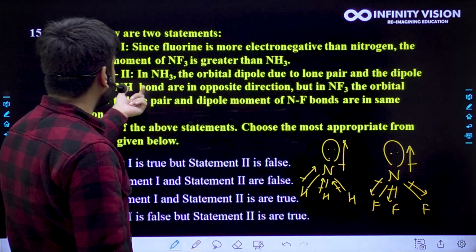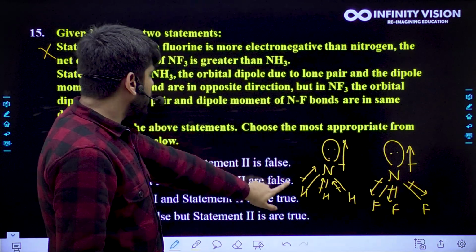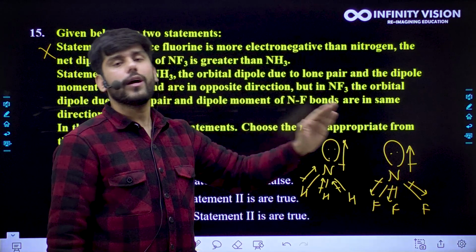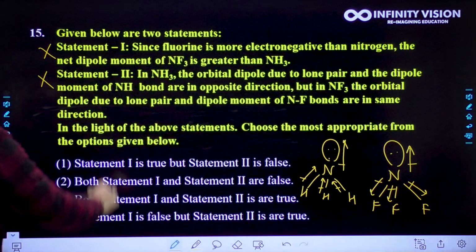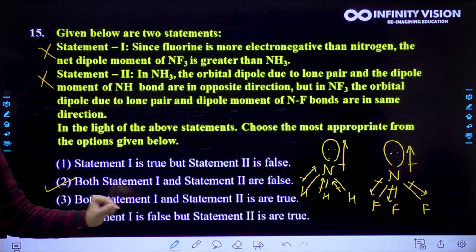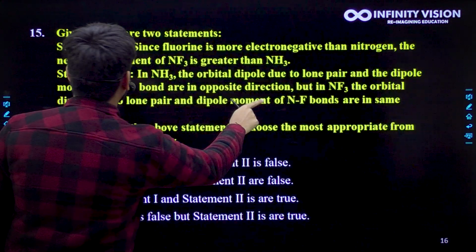And the second says that in NH3, the orbital dipole due to lone pair and the moment of NH bonds are in opposite direction. No, they are in the same direction. That is why the mu of NH3 is greater. So this is also incorrect. So both of the statements are false. So second is the right answer. Clear? All right. Let us discuss the next question.